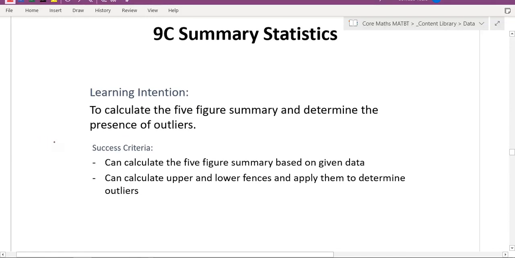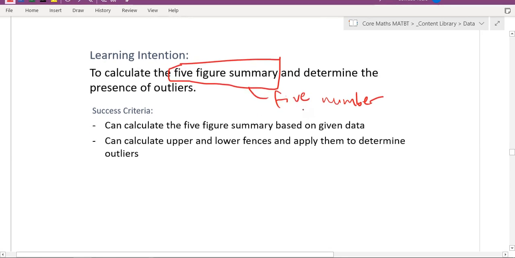Okay, so for 9C, our intention is to be able to figure out what we call the five-figure summary, or some people might see it as the five-number summary as well. Basically it's a group of five numbers that represents a set of data. That's all it is. As our criteria for success, you need to be able to calculate your five-figure summary, and also calculate your upper and lower fences, and then determine your outliers.